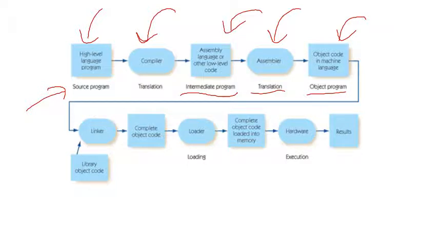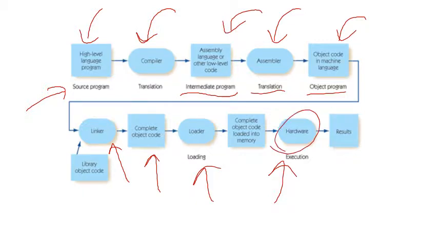Then if you have any external libraries, you have the linker to link the library object code which is required by your program, and then you have the complete object code. Then there is a loader which loads the complete object code into memory for execution. Finally, the program is executed on the hardware to produce the results.